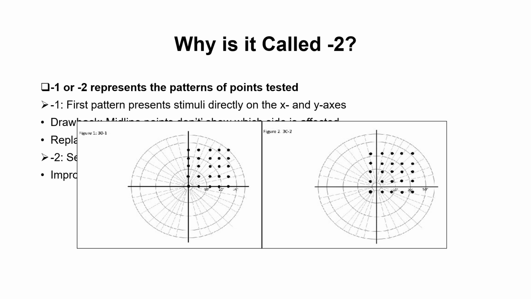Here, they are presenting the stimulus exactly at the vertical and horizontal meridian, at the x and y axis. However, in 30-2, the second pattern, they will start not on the meridian itself. They will just start a little bit beside that, so they can know which side of the field is exactly affected and don't miss any points. So you understand now why it's called dash 1, dash 2, and we are using now dash 2.